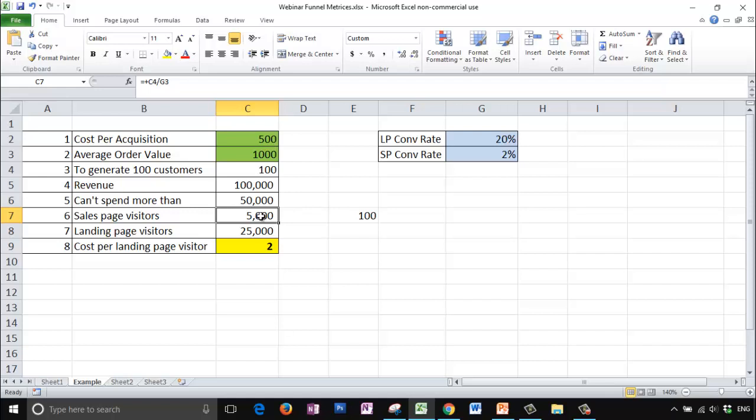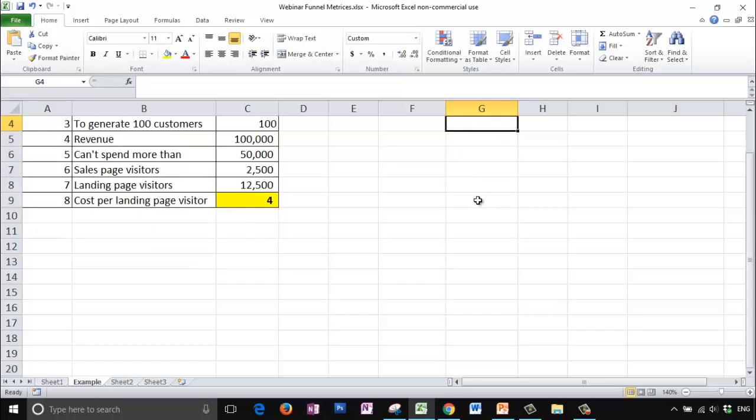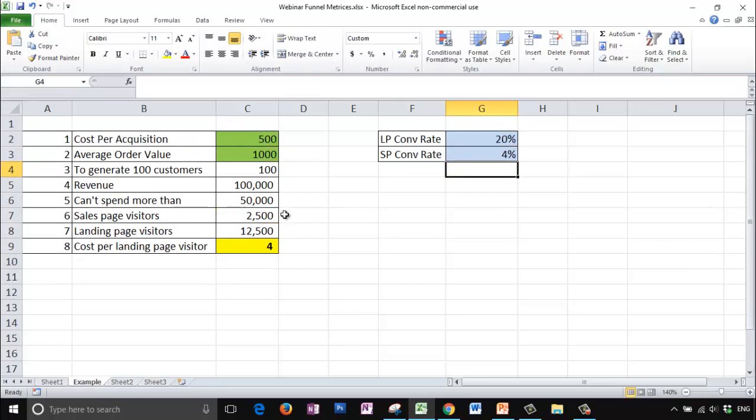So let's see this. Let me change this to, let's assume your sales page converts at 4%. Now just keep an eye on this number 5,000. Let's assume the sales page converts at 4%. You'll see instantly that the number of visitors now required is half, because your sales page is converting at double the rate to get the same number of customers. And if you take it back to 2%, you need 5,000 visitors to come to the sales page.